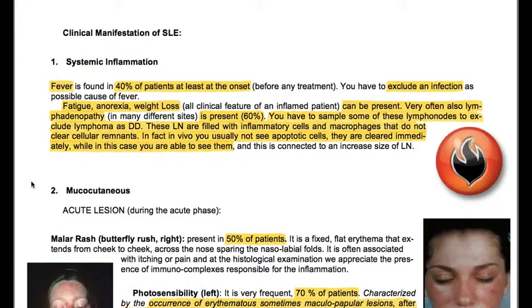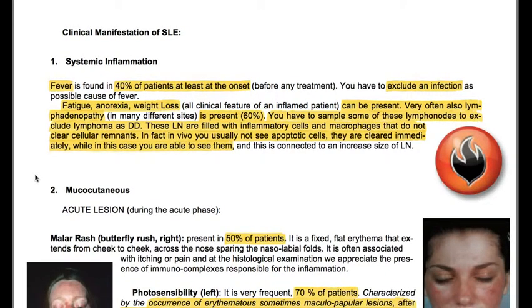Very often also lymphadenopathy in many different sites is present, 60%. You have to sample some of these lymph nodes to exclude lymphoma as differential diagnosis. These lymph nodes are filled with inflammatory cells and macrophages that do not clear cellular remnants. In fact, in vivo, you usually do not see apoptotic cells that are cleared immediately, while in this case you are able to see them. And this is connected to an increased size of lymph nodes.